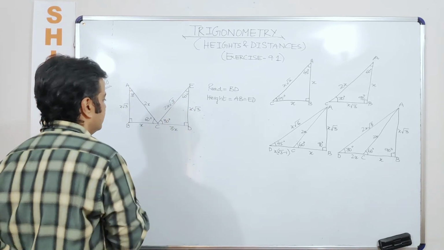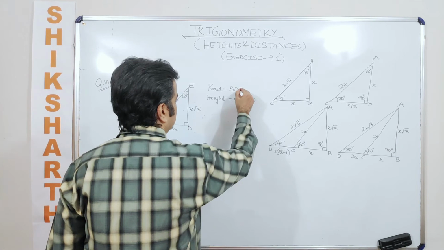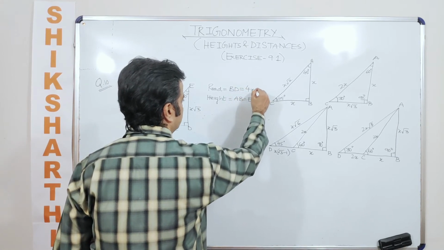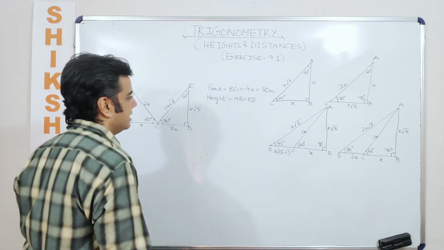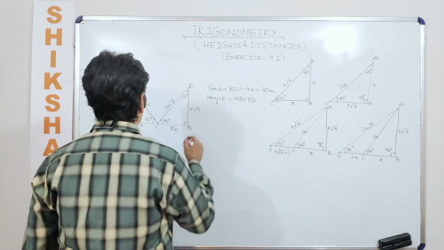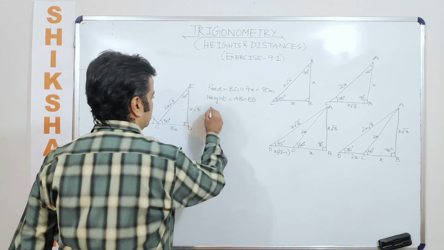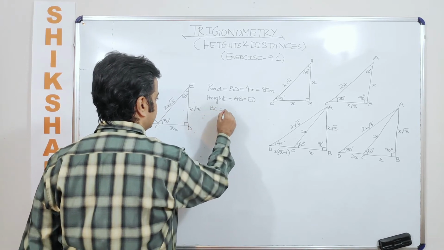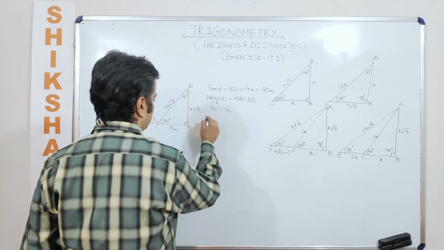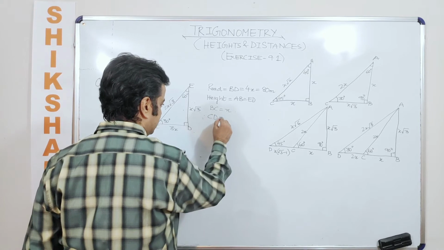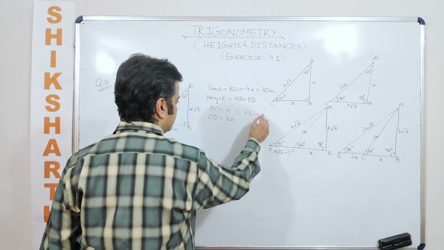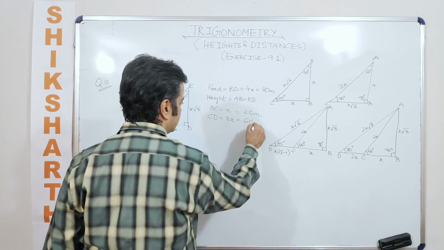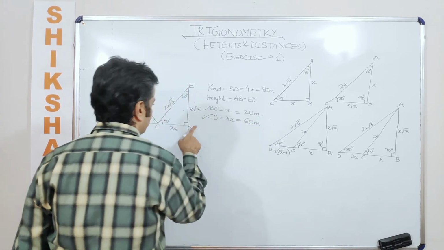Now in this case, the width of the road is how much? The width of the road is 4x, which is already given to you as 80 meters. So from here you get the value of x as 20. Now what is x? Can I find out BC, which is x, right? Can I find out CD, which is 3x? Yes, I can. So we are able to find BC as 20 meters, and CD becomes 60 meters. So this is what they were asking for.